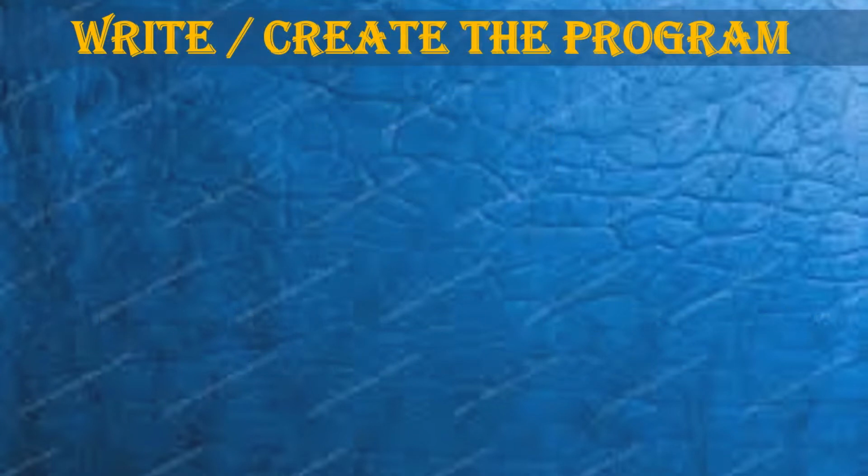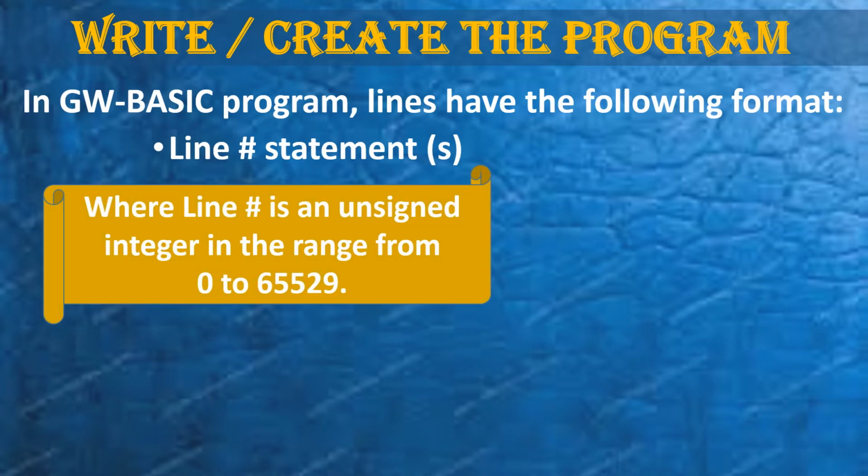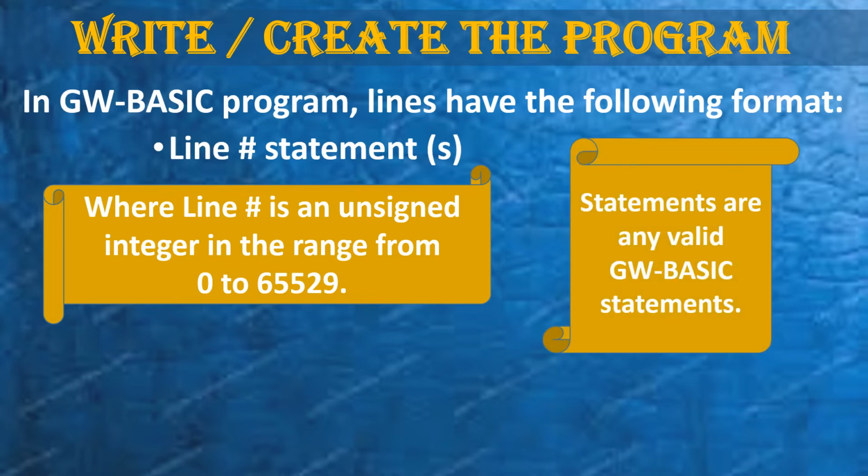While writing the program, you have to remember a few things. In GW-BASIC, the lines have the following format: line number and statements, maybe one statement or maybe more than one. The line number is an unsigned integer in the range from 0 to 65,529. Unsigned means no negative or positive sign with it. An integer means it's a whole number, with no fractional part. And statements are any valid GW-BASIC statements.